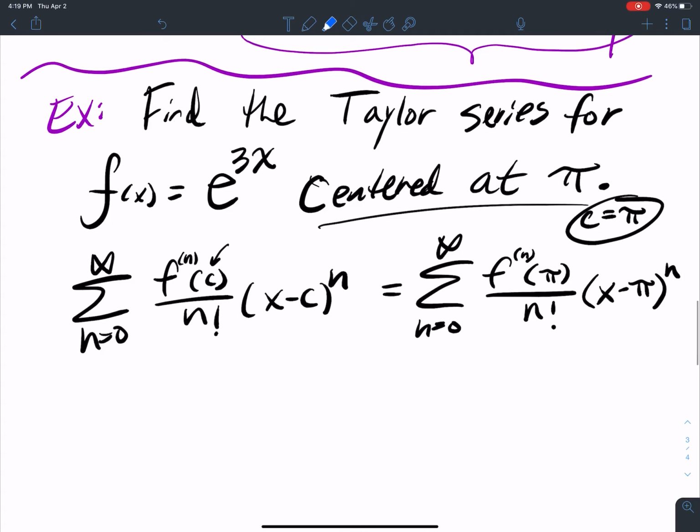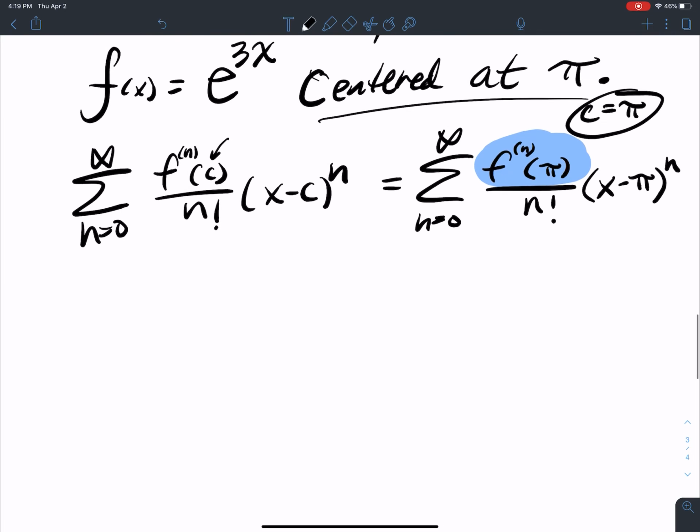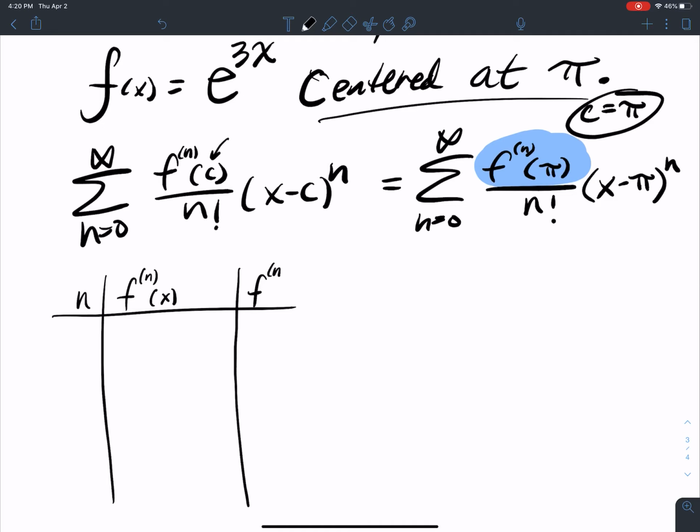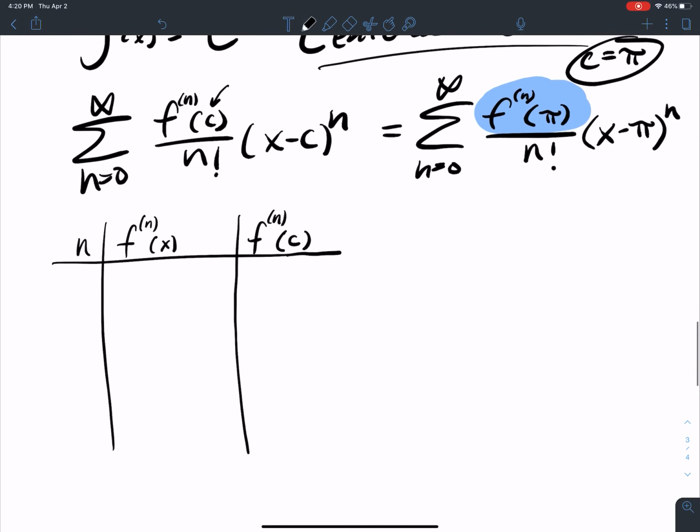Truly, the only thing I need to figure out is this piece right here, and then I've got my Taylor polynomial. So how do I do this? I'm going to give you my method. I've got n for the first part of my table. I'm going to have my function with the nth derivative for the second part, and then I'm going to evaluate my nth derivative at the c value. For this particular one, my c is equal to pi.